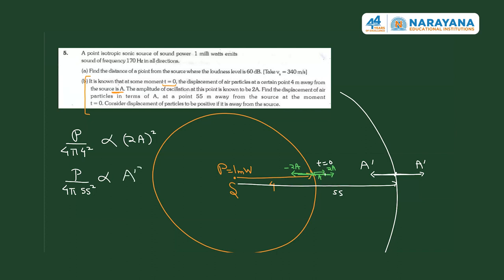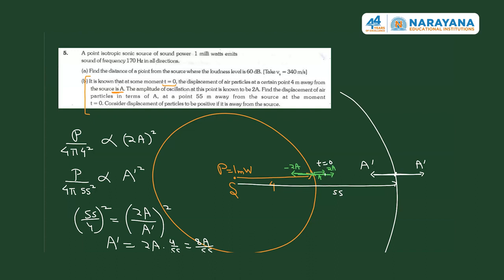Let's divide it. So 2a upon a prime, that will be equal to the squares ratio, which is 55 upon 4 the whole square. So basically a prime comes out as 2a into 4 by 55, that is 8a by 55. That comes out to be the amplitude at that place.